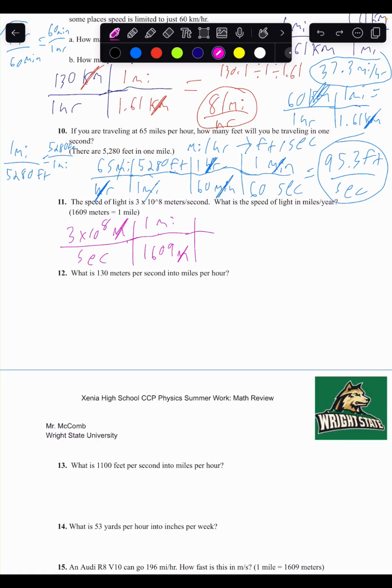So we're going to go from seconds to years. 60 seconds is 1 minute. 60 minutes is 1 hour. 24 hours is 1 day. 365.25 days is 1 year.